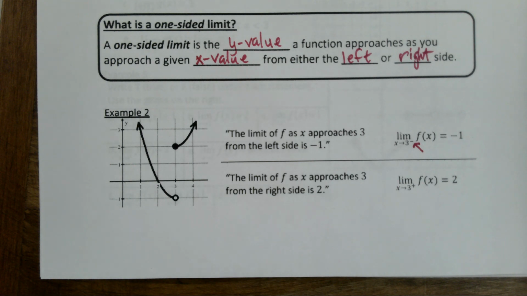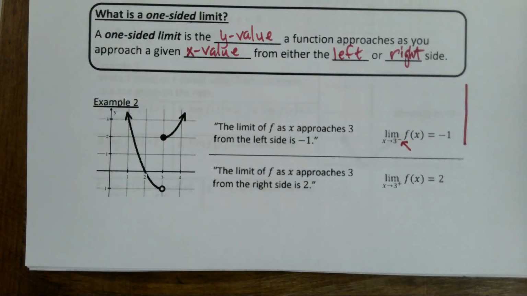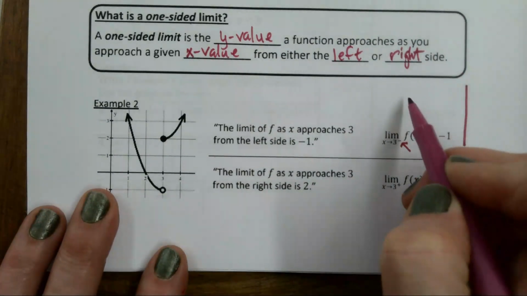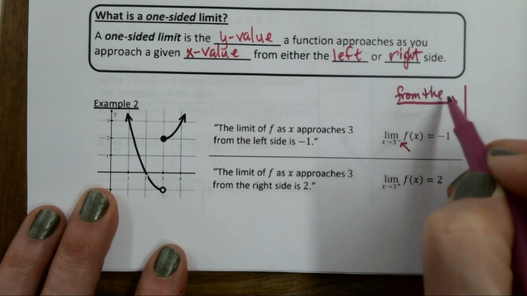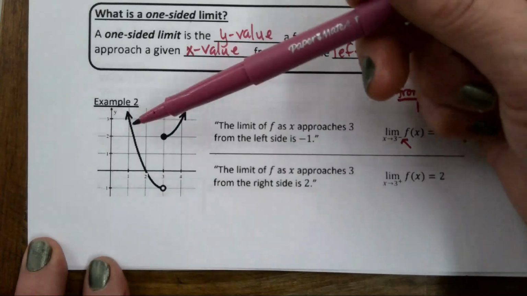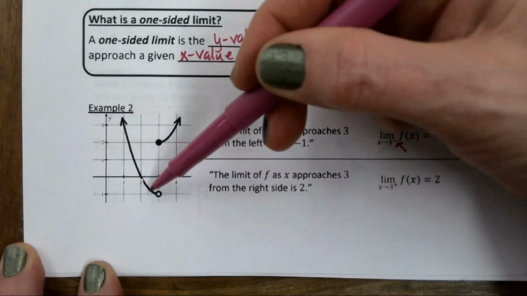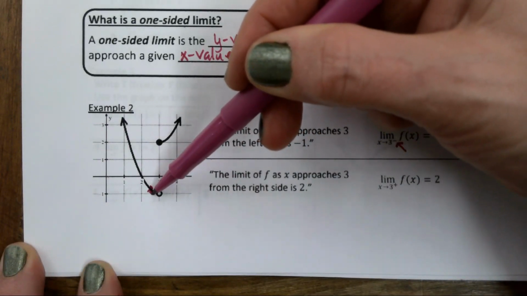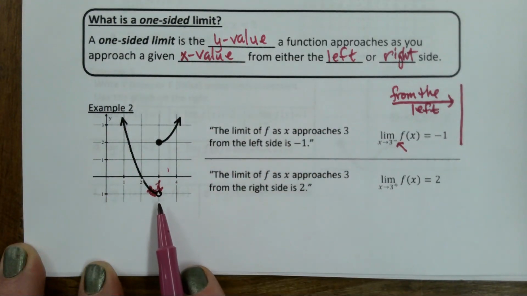So if I could draw a wall around the x value that I'm looking at, if I'm headed this way, that is from the left. So I'm going to be looking in on the left-hand side. I'm coming from the left. And if I'm coming from the left, I don't have to go very far out because I'm going to get sufficiently close to 3. So I'm going to start pretty close to 3, and I'm just going to keep traveling closer and closer to 3. And what y value does that appear to be headed towards?